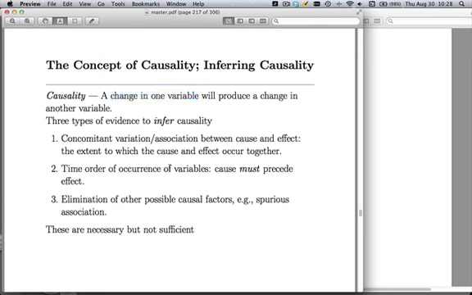Time order of occurrence simply means that the cause must precede the effect. So if my sales go up and then I change my advertising budget, I can't really say that my advertising budget causes sales to go up.